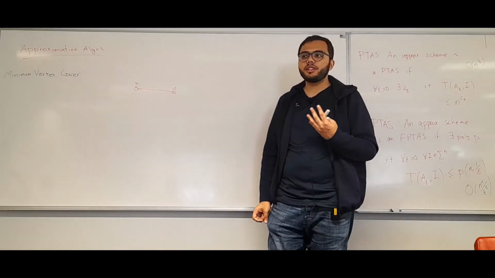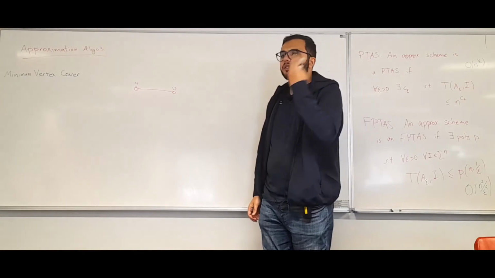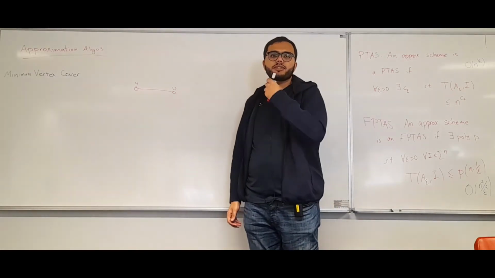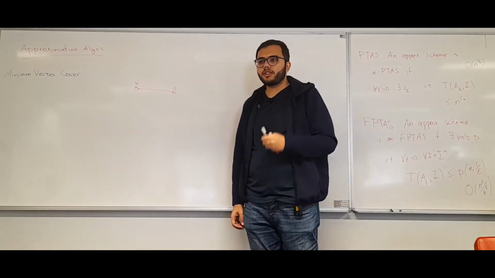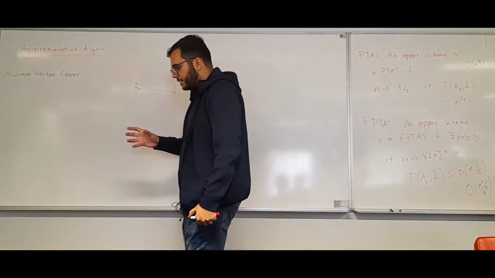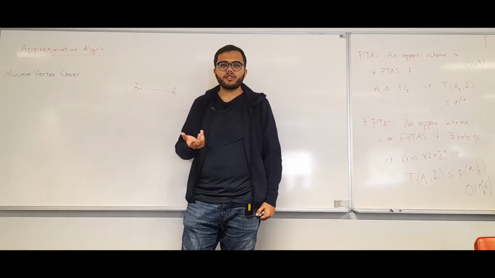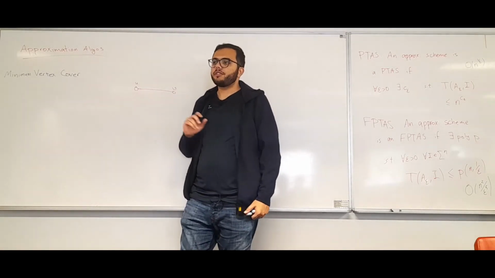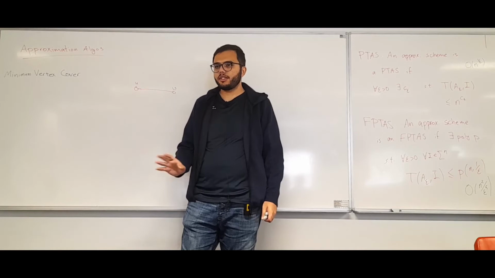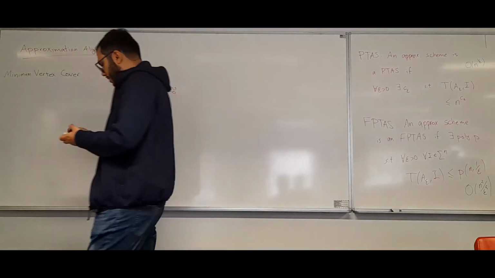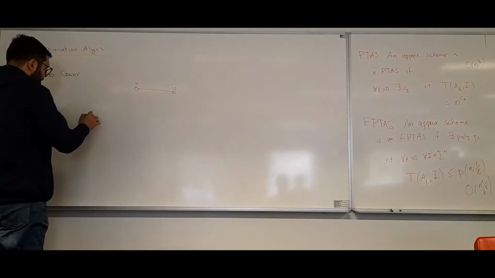Let's say I do induction on the size of my graph, so the number of vertices plus the number of edges. For a graph that is small, so if I have just one vertex or just 2 vertices and 1 edge, it's obvious that I have a 2 approximation. So the base case is trivial. Now, let's say that I have some graph G.